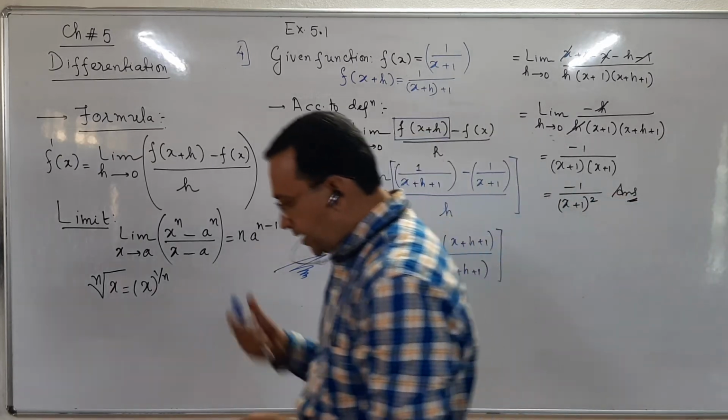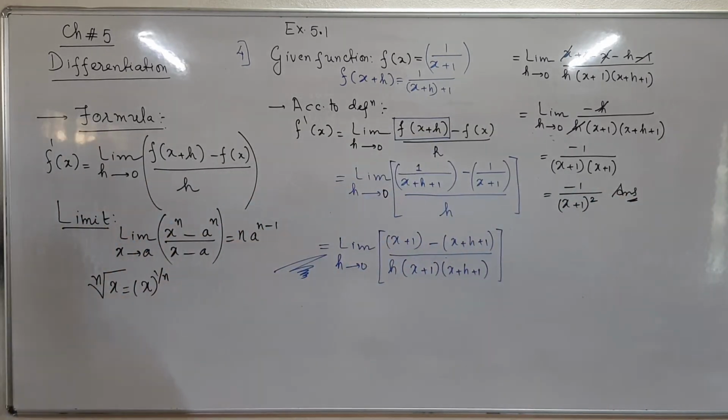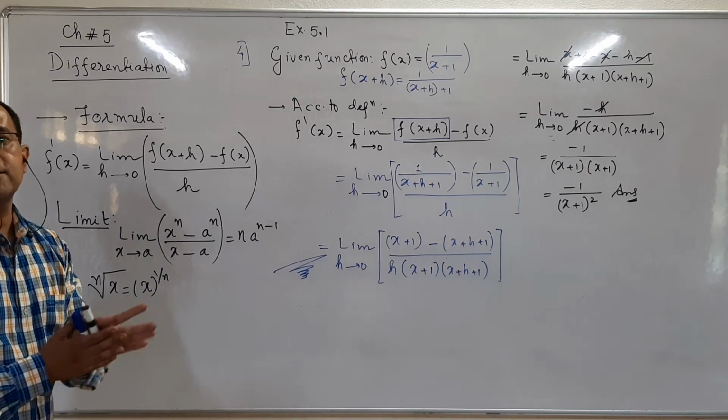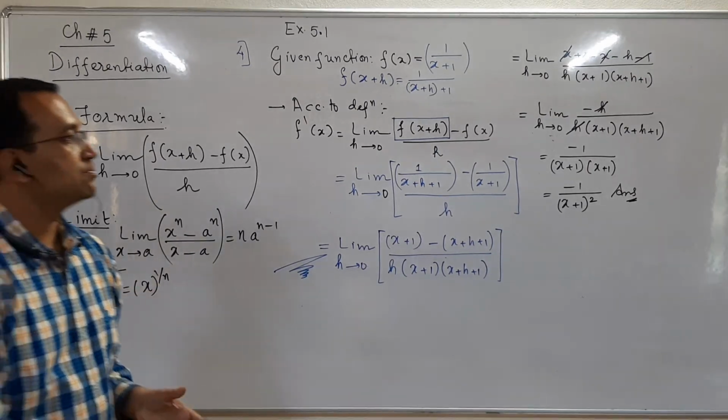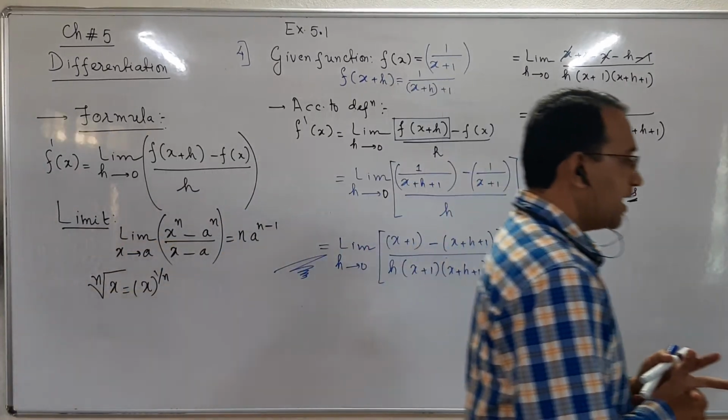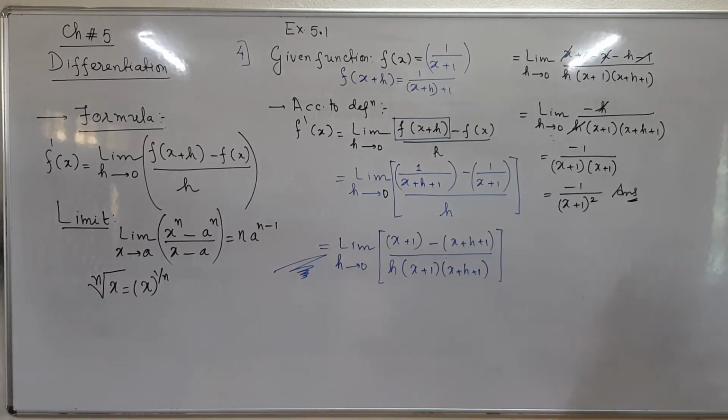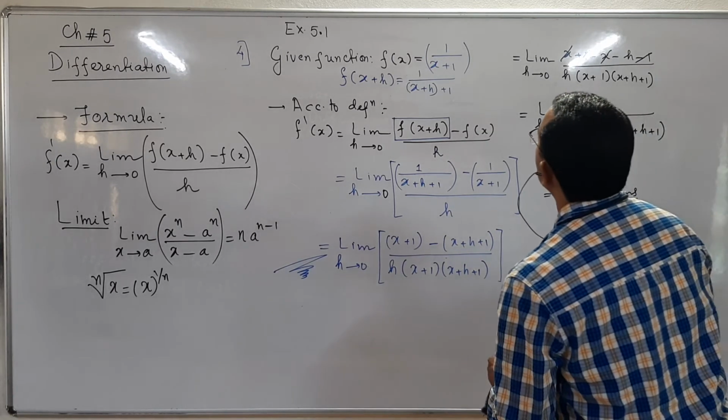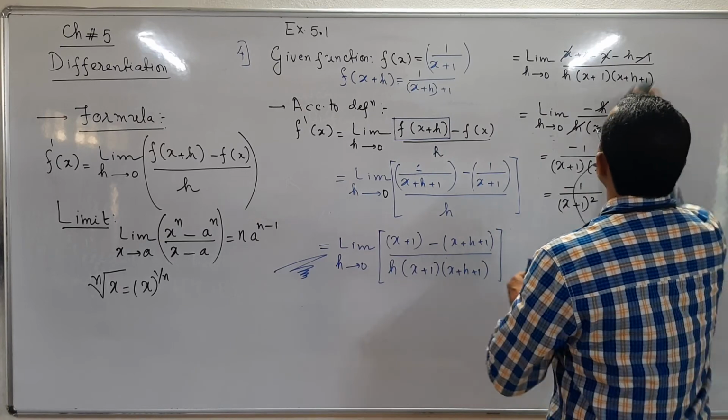So the derivative of the function f of x is equal to 1 upon x plus 1, students, minus 1 upon x plus 1 the whole square. We still have to develop the formula, students, but this is nothing but the derivative of the function f of x is equal to 1 upon x plus 1.